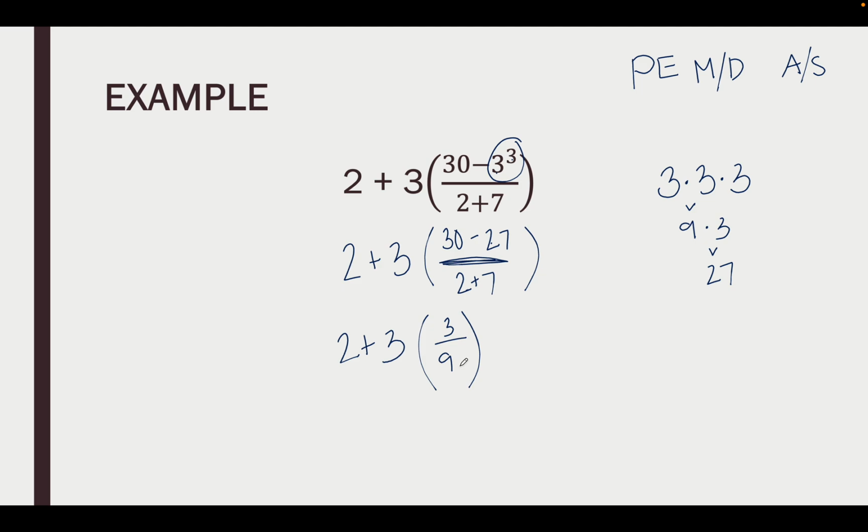Now that I am done with my parentheses, I have 3 over 9 here, and I'm going to multiply that by 3. Although we haven't reviewed multiplication with fractions yet, as a reminder, we do 3 times 3, which is 9, 1 times 9, which is 9, and that is equal to 1. So we have 2 plus 1, which is equal to 3 as our final answer.